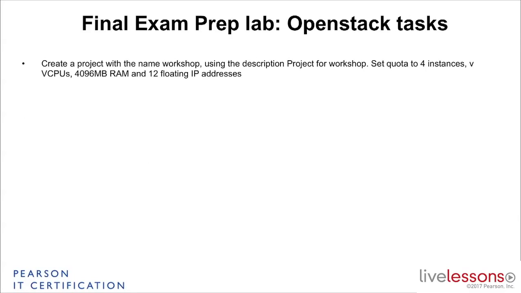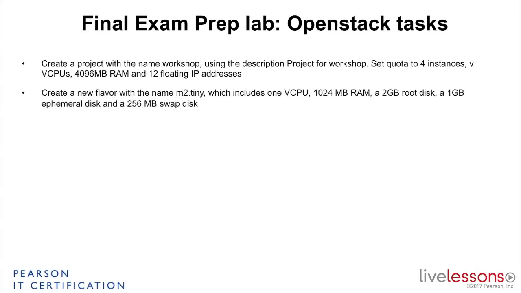So I would like you to create a project with the name Workshop using the description Project for Workshop. Set quota to 4 instances, 4 vCPUs, 4 GB of RAM and 12 floating IP addresses. Create a new flavor with the name m2.tiny, which includes 1 vCPU, 1 GB of RAM, 2 GB root disk, 1 GB ephemeral disk and 256 MB of swap.